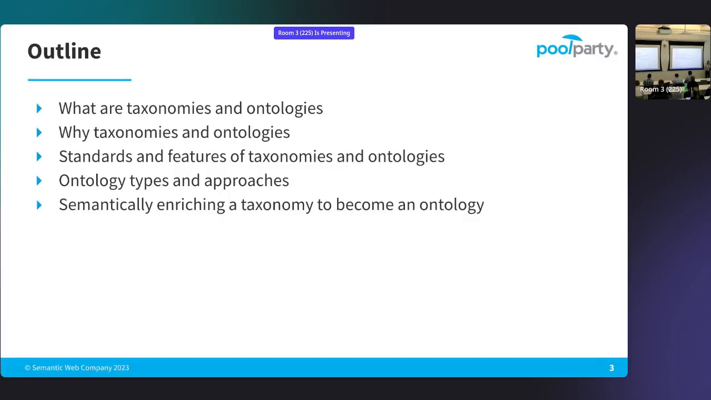So this is the outline. Some basics on taxonomies and ontologies, what they are and what they're good for. And then the standards and features of them, and then going to different approaches to developing ontologies, and then finally, how a taxonomy can be enriched to become an ontology.